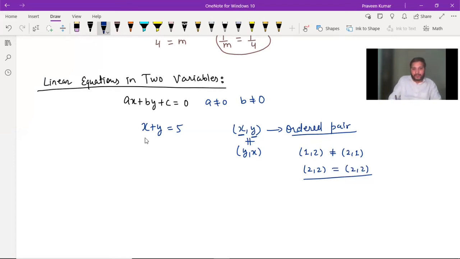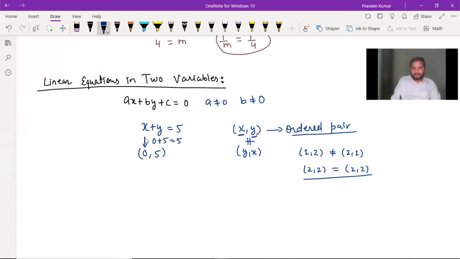Is that okay? So can you think of some ordered pairs which satisfy the given equation? You will say just plug in the value of x as 0 and the value of y as 5. So 0 plus 5 is equal to 5. So (0, 5) will give you 0 plus 5 is equal to 5.